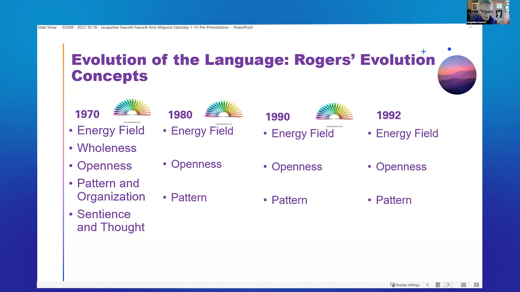But energy field has stayed the same. Wholeness is pretty much around now. And openness and sentience of thought was left behind by 1980. Next slide.